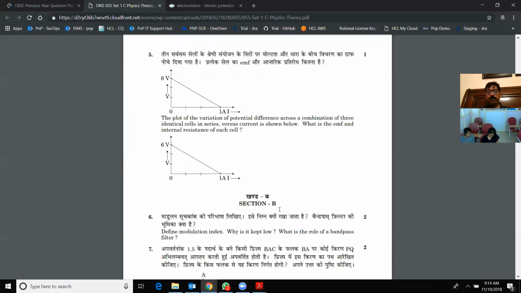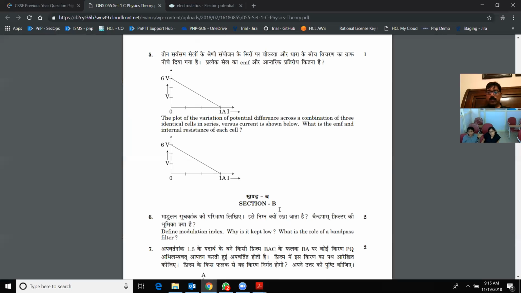You see, this is a graph, voltage versus current. So somewhere there are three cells, okay? So what is the EMF and internal resistance of each cell? That is the question that you have. How will you get that? See, with voltage, higher the potential difference, lower the current.